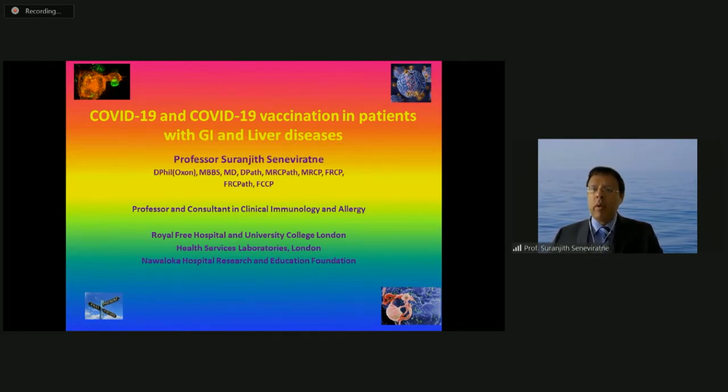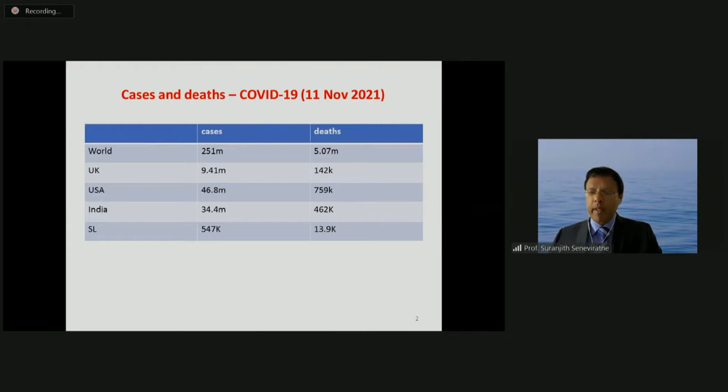So we all know that more than 5 million people have died in the world so far from COVID, and more than 250 million people have got it. The US, UK, Brazil, India, etc. have been the main countries affected by this. Sri Lanka was doing okay, then had a small peak of cases.